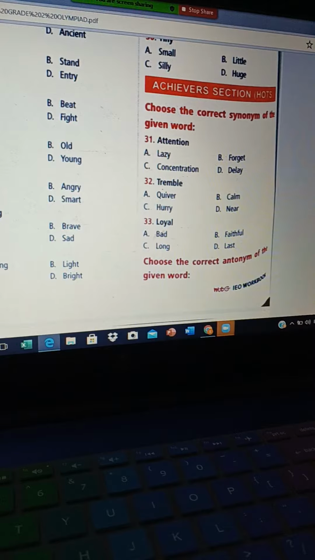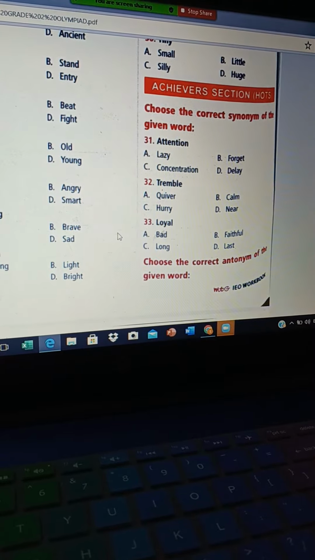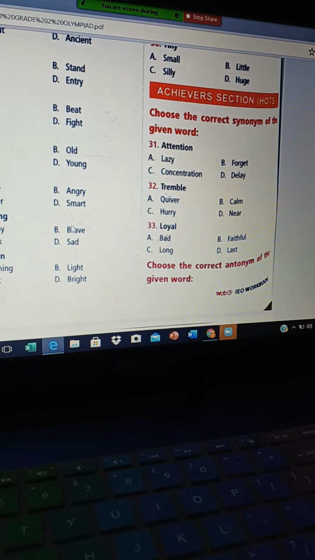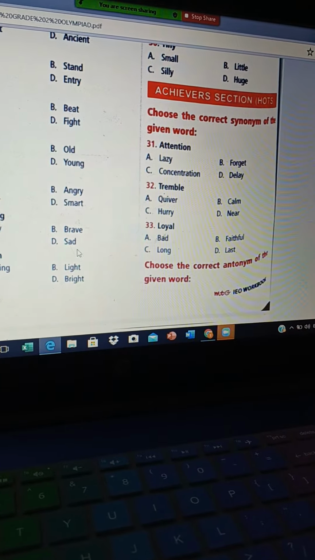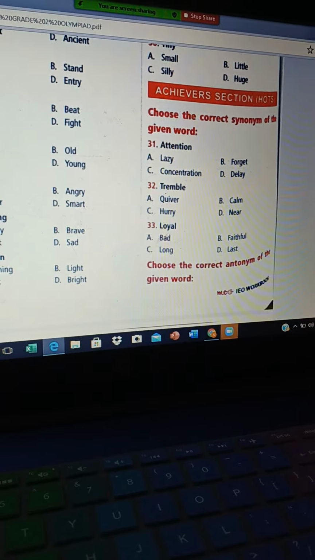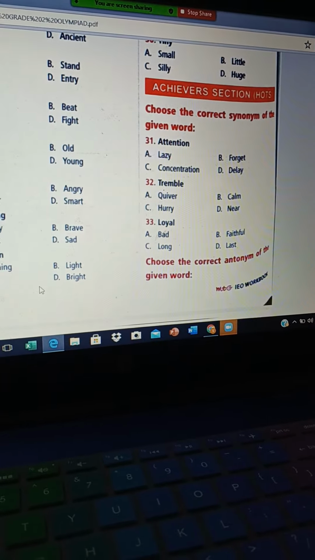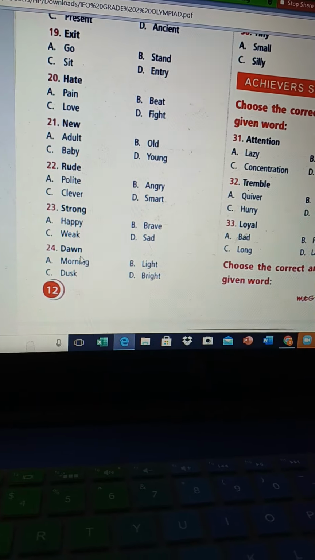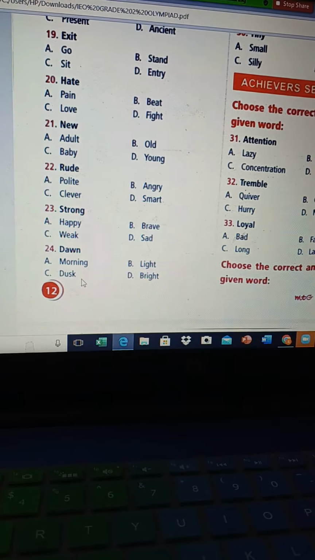What is the opposite of happy? It's unhappy. Brave is coward, and sad is happy. You may also say the opposite of happy is sad. Okay. What is the opposite of dawn? The opposite of dawn is dusk.